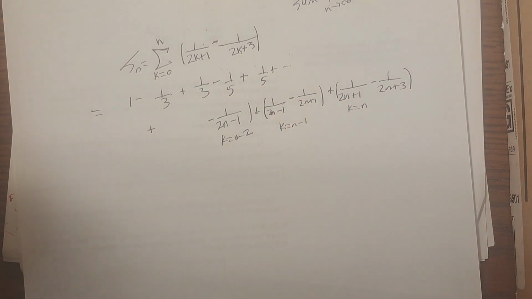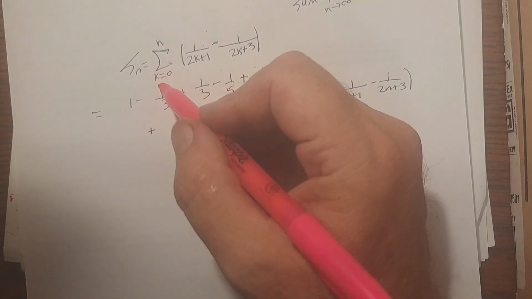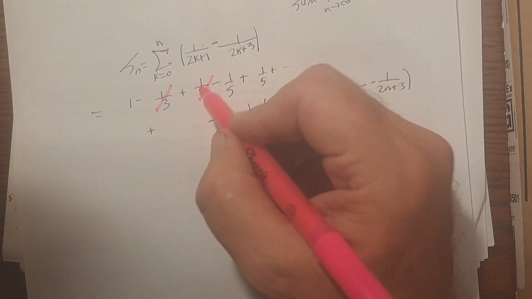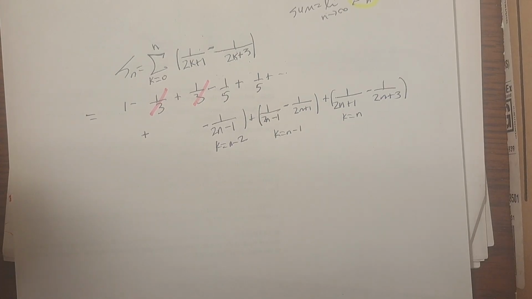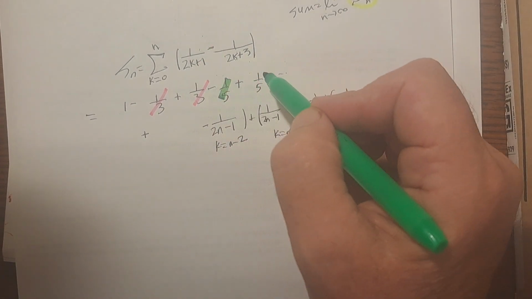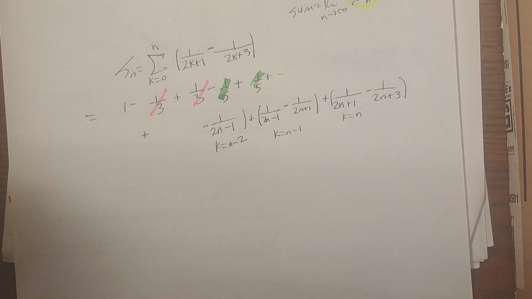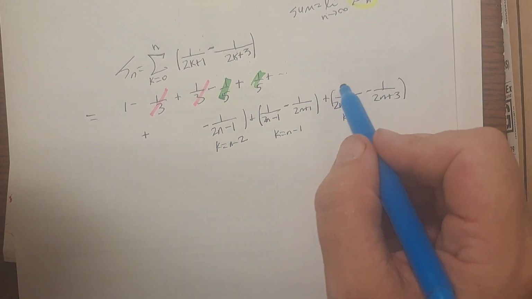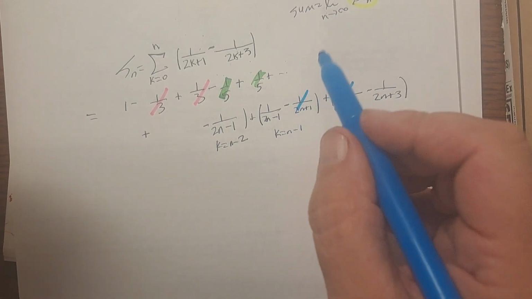And then there'll be terms that come before that too. But the point is, if you take a look at the pattern and what's going on, there's a negative 1/3 and a positive 1/3. There's a minus 1/5 and a positive 1/5. So if you go from the other direction, there's a 1/(2n+1) and a minus 1/(2n+1).